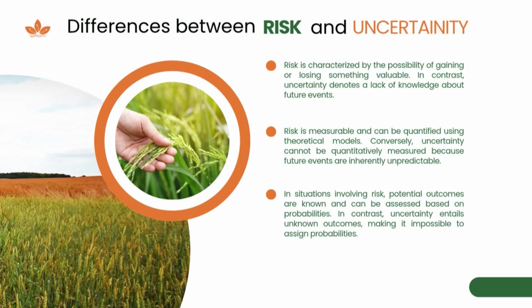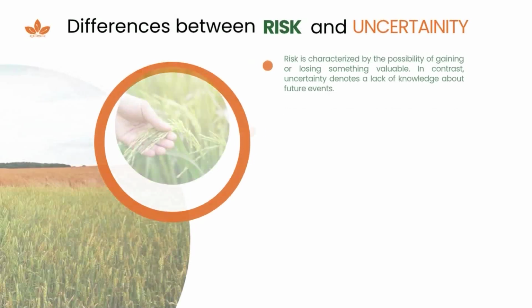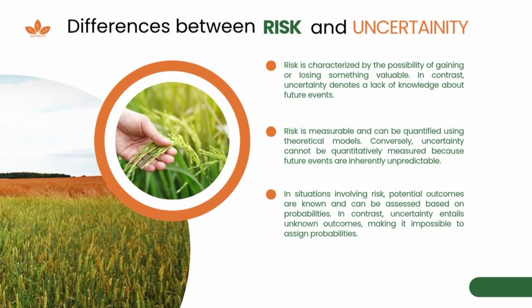Next, we are discussing the difference between risk and uncertainty. Frank Knight originally distinguished between the concepts of risk and uncertainty, highlighting several key differences between them. Number one, risk is characterized by the possibility of gaining or losing something valuable. In contrast, uncertainty denotes a lack of knowledge about future events. Number two, risk is measurable and can be quantified using theoretical models. Conversely, uncertainty cannot be quantitatively measured because future events are inherently unpredictable.